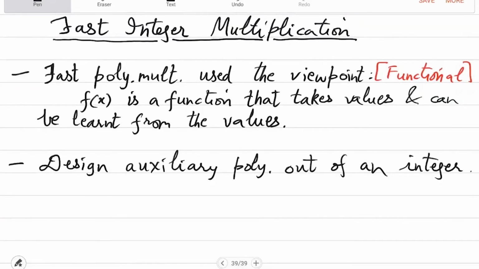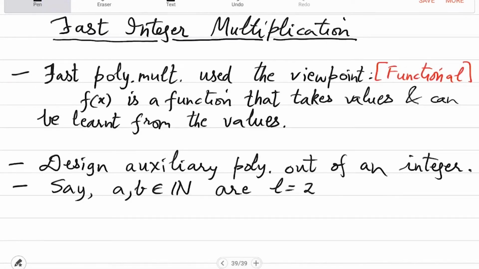Once you have a polynomial, you have a function, and then multiplication of functions uses this older philosophy. Okay, so how do you define this auxiliary polynomial? Let us say A, B are your numbers, positive numbers, L bits. L the same as before, 2 raised to n bit numbers.